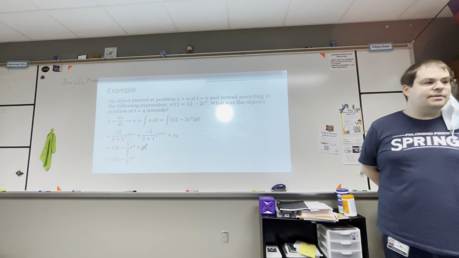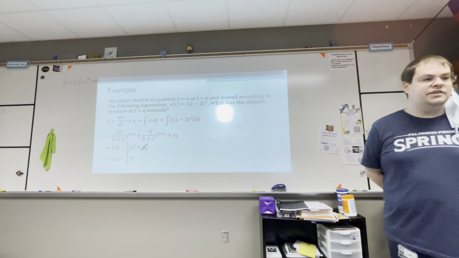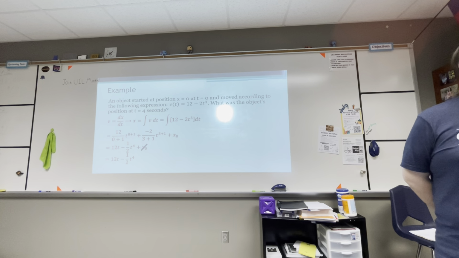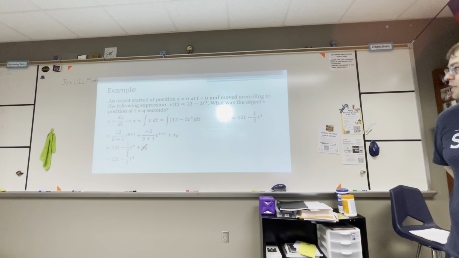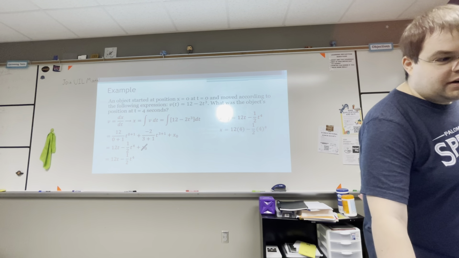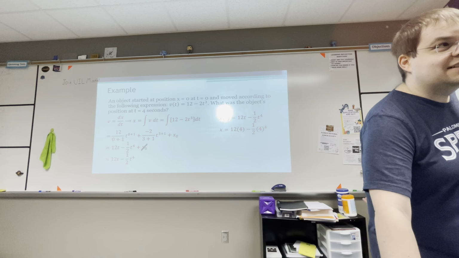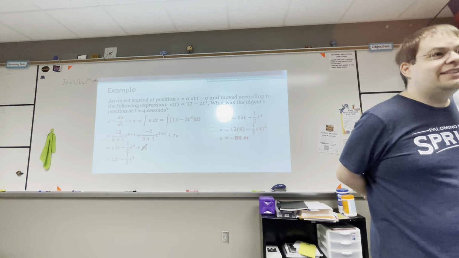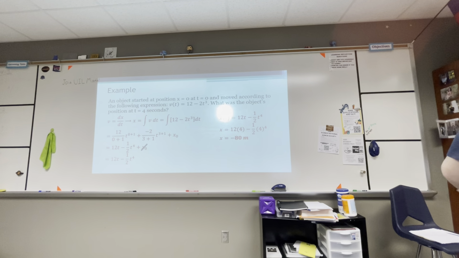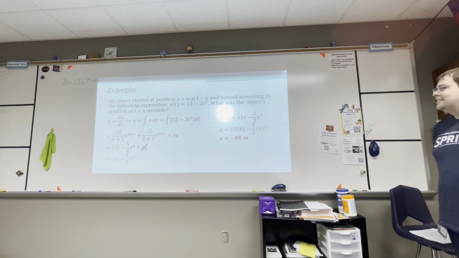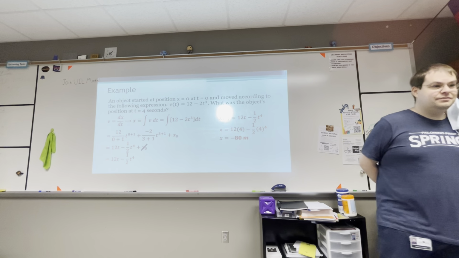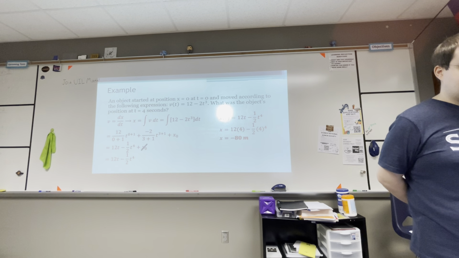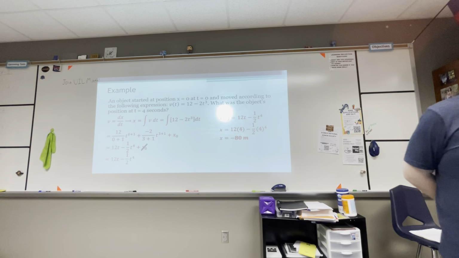Now we want to know what the object's position is at 4 seconds. So what do you think we need to do? Just plug it in. Super easy. So we have our function, plug in the 4, and no, not 16. Negative 8. So it'll be at a position of negative 8. Any questions on that?